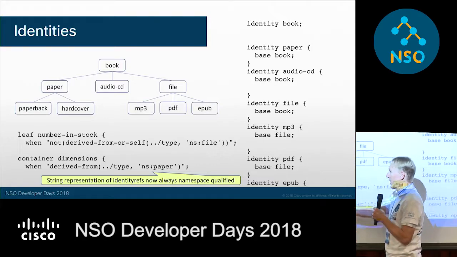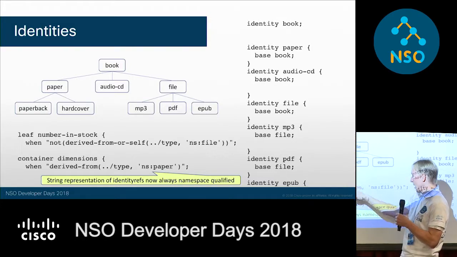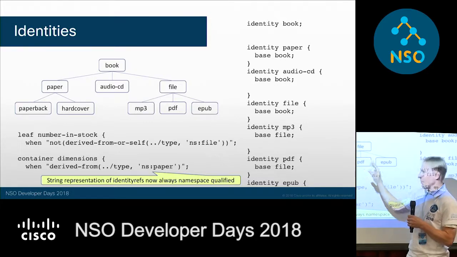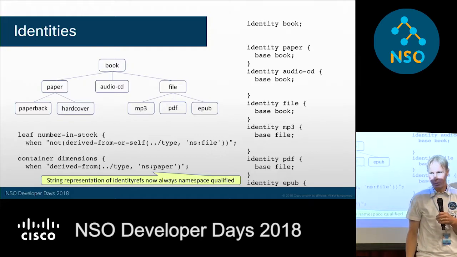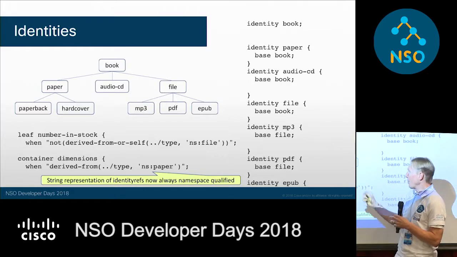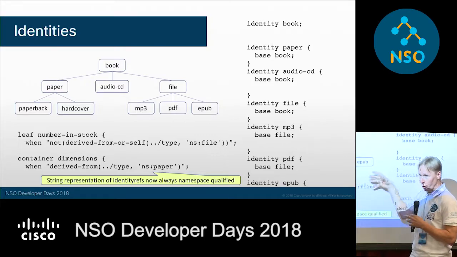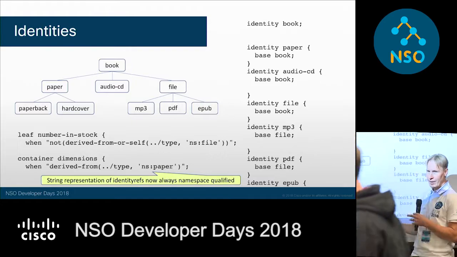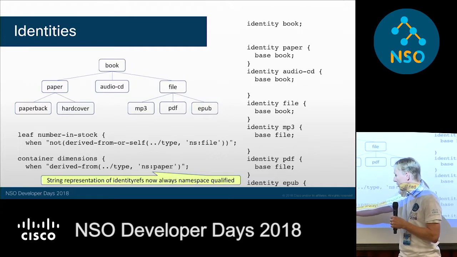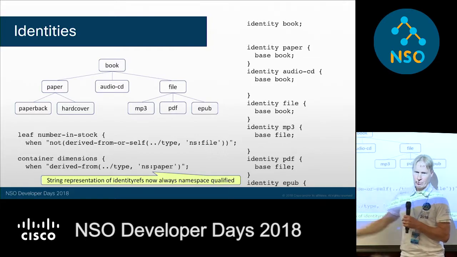So for example, you can say number-in-stock is only relevant when the type of this book is not derived-from-or-self file. You don't count how many you have in stock when you're delivering files. But for paper and audio CDs, you need to do that. So this number is relevant for those books that are not file-based. This expression takes away those that are marked file or MP3 or PDF or EPUB, or anything that in the future comes derived, like version 1 and 2 and so on. And another similar one, we have the container dimensions, which is only relevant when the type is derived-from paper. The size of the book only matters for this one.